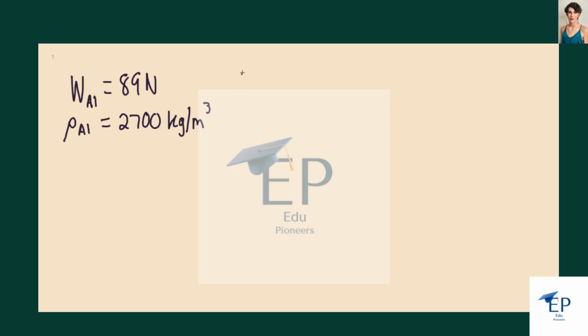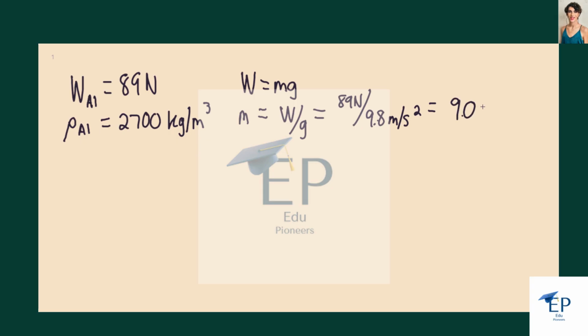So we are going to say that weight equals the mass times the gravity, given that weight is a force. And to find the mass, we simply need to isolate and divide by gravity. And plugging in for our constants, 89 newtons divided by 9.8 meters per second squared, we have a mass of this aluminum ingot, which is going to be 9.082 kilograms.